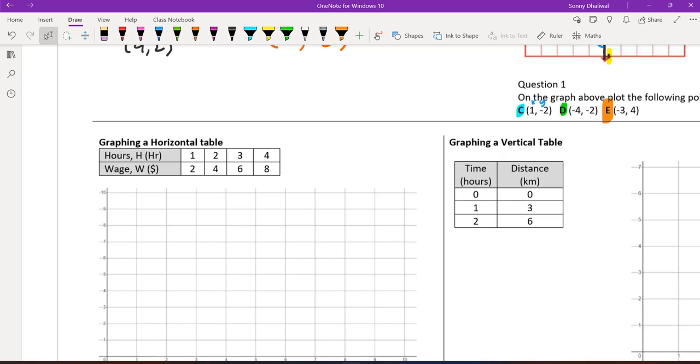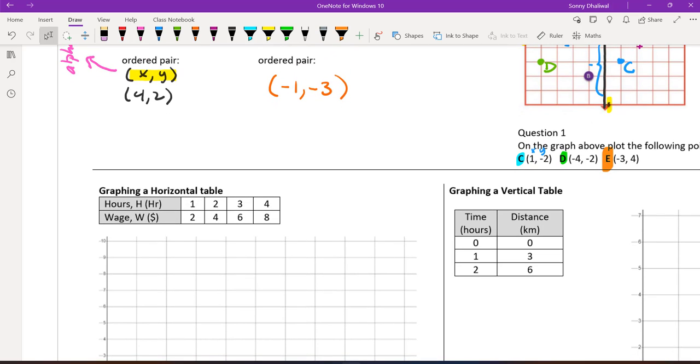Yes, Riley? Are rulers needed for this graph? Yeah, rulers come in handy for drawing straight lines. So do we need it for this? Yeah, you will need it for this particular graph.